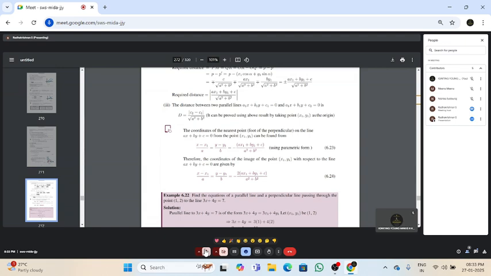Just check your book whether you have this formula or not. The coordinate of the image of the point x1 comma y1 with respect to the line ax plus by plus c equal to 0 are given by x minus x1 by a equal to y minus y1 by b equal to minus 2 into ax1 plus by1 plus c divided by a square plus b square. Okay. So now just substitute the respective values and find out x and y.